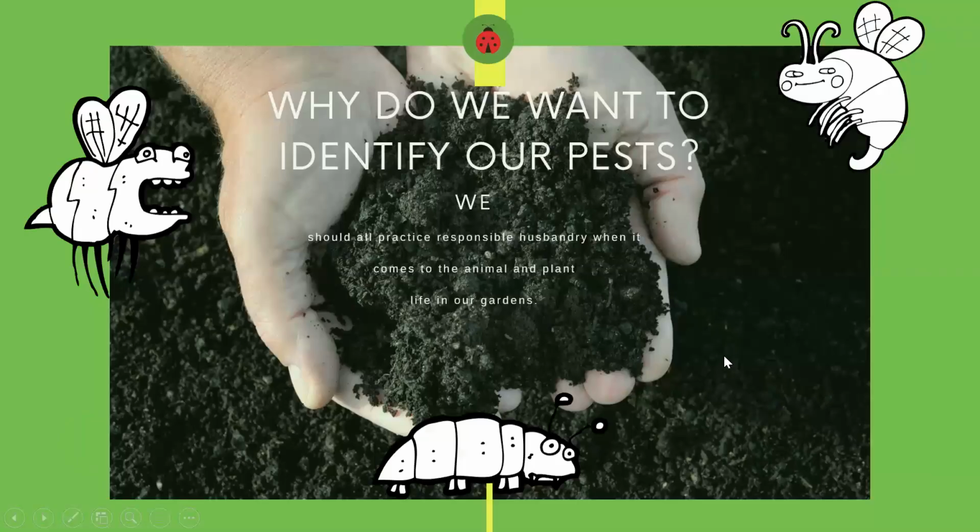So why do we want to identify our pests? Basically, we should all practice responsible husbandry when it comes to the animal and plant life in our garden. So identifying our pests helps us to know what to do about them and whether or not they really are a problem, if they really are a pest, and also how to go about taking care of them or getting rid of them if need be.